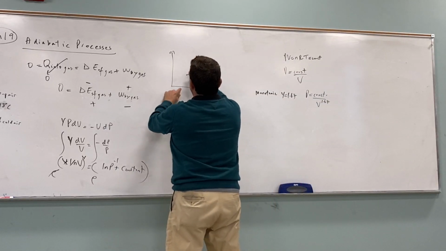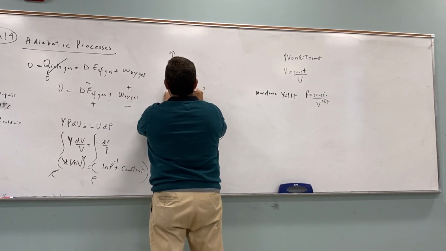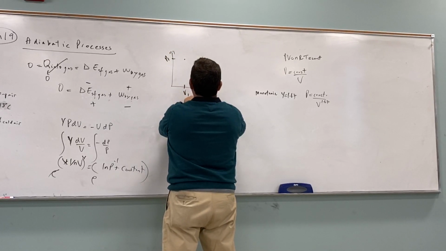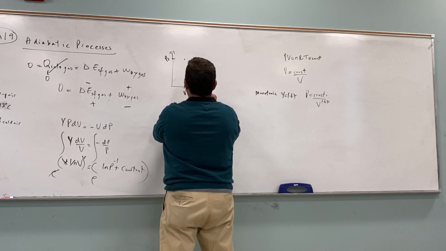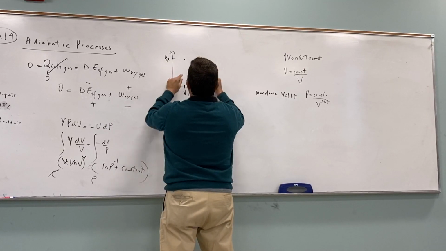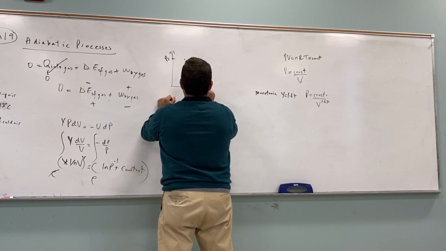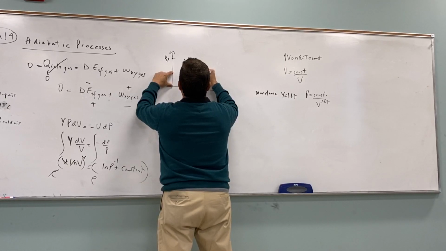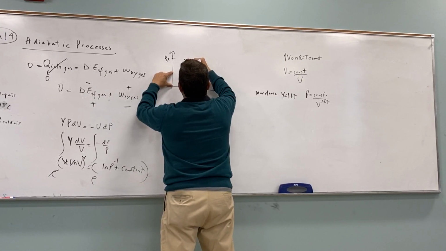So graphically that means this. If the volume starts here, the pressure starts here. If the volume doubles, I should say like this. The volume doubles, pressure is halved. So isothermal would look like this.